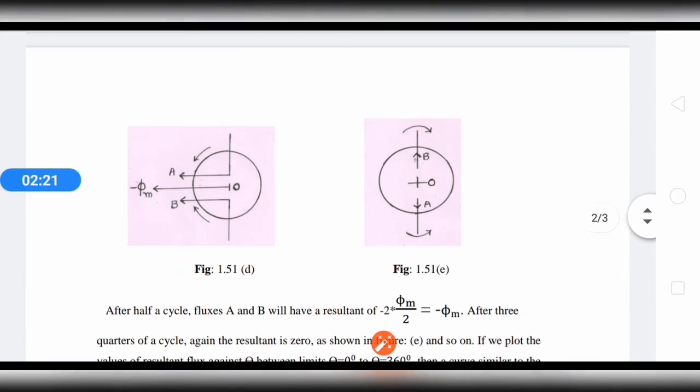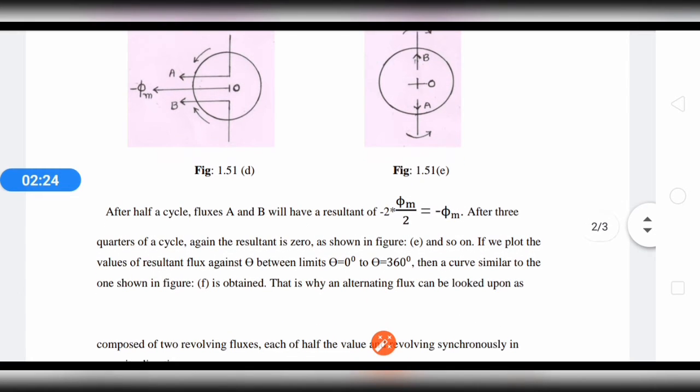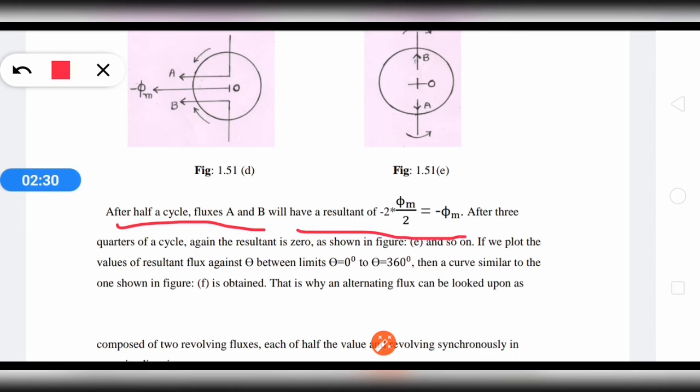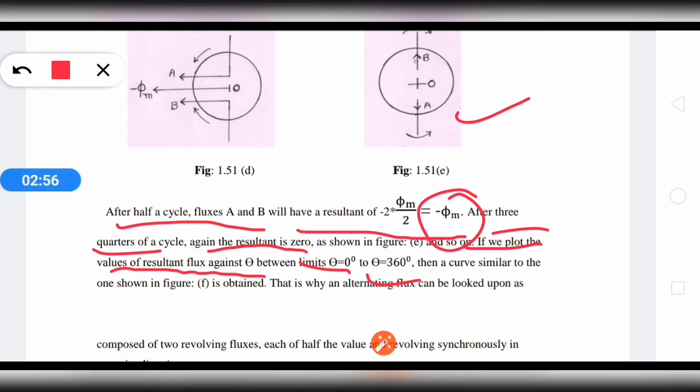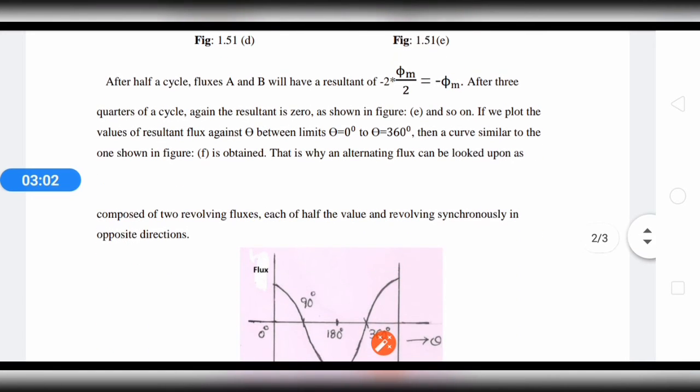Continuing with the rotation, after half the cycle the A and B fluxes have the resultant flux minus phi m. After three quarter cycles, shown in figure E, the resultant flux again becomes 0 because both the fluxes rotate in opposite directions. If we plot the resultant flux against theta, with limits varying from 0 to 360 degrees, we get the curve shown in figure F.